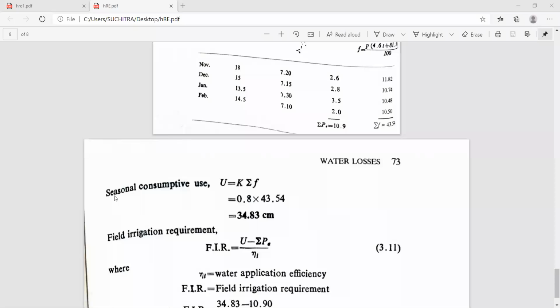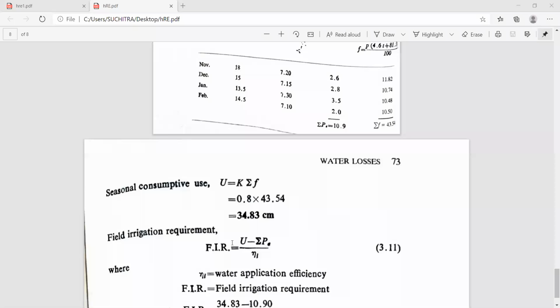Now you have to calculate the seasonal consumptive use for that particular wheat crop. U is equal to K into sigma F. The value of K, the crop factor, is given, and it is multiplied by the sigma F value. So you get the seasonal consumptive use as 34.83 centimeters, or 0.34 meters. Now we have to calculate the field irrigation requirement. What is the field irrigation requirement?